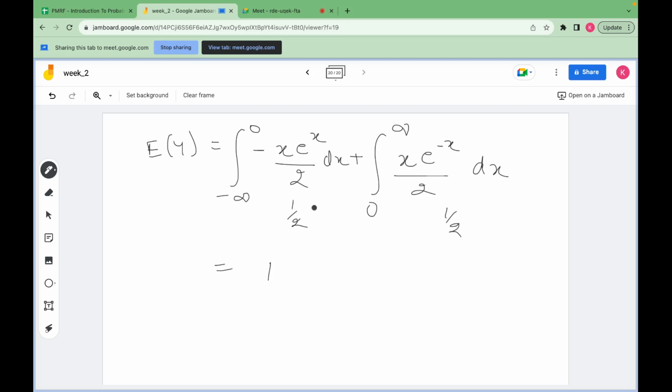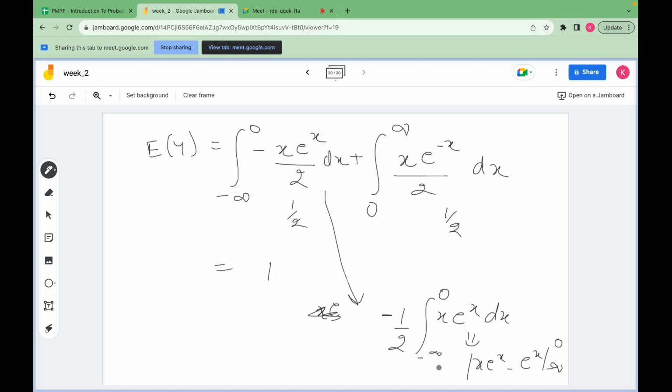Okay, so just bring this minus 1 by 2 outside the integral, and then integrate this thing, and we know the output for this. So integral of x e^x dx is equal to x e^x minus e^x. Then you put this from minus infinity to infinity, and this minus 1 by 2 will be outside this bracket. And similarly, for x e to the power minus x, I will just solve this.